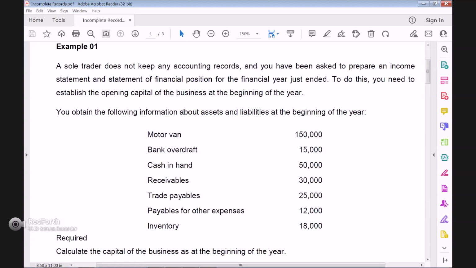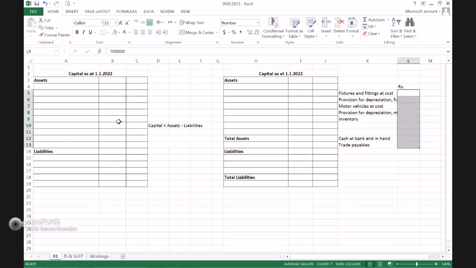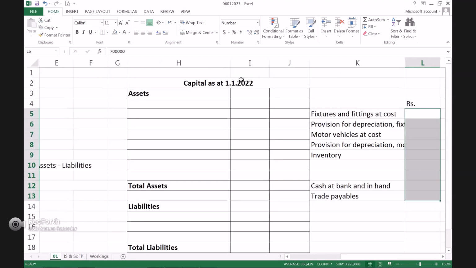Okay? So you can identify motor van, bank overdraft, cash in hand, trade payable, investment. Each and every one you can identify which is assets, which is liability. With that knowledge, you have to find out the total assets, total liability, then find out the capital. Okay, so for this purpose, I have prepared the Excel sheet. So here you can identify this is the sheet.